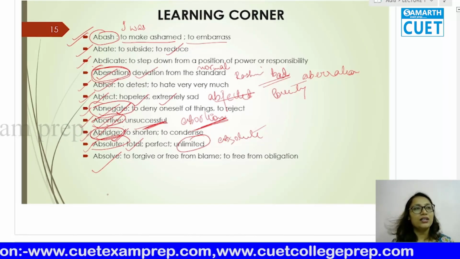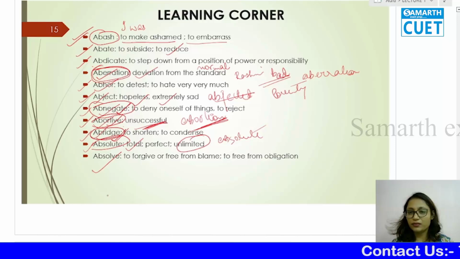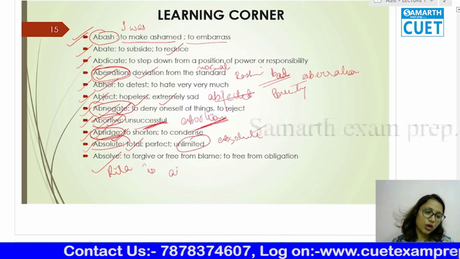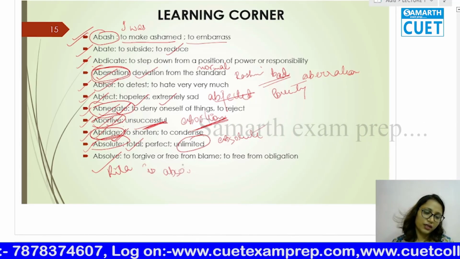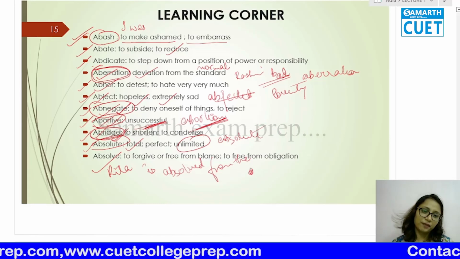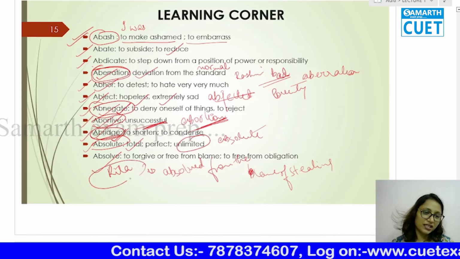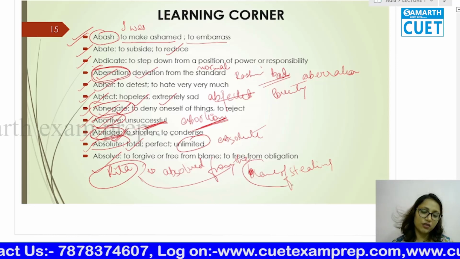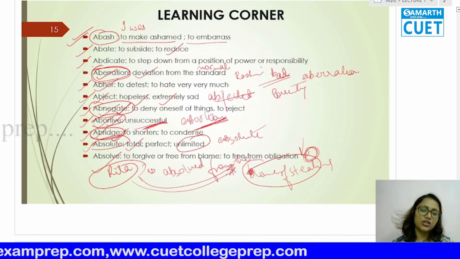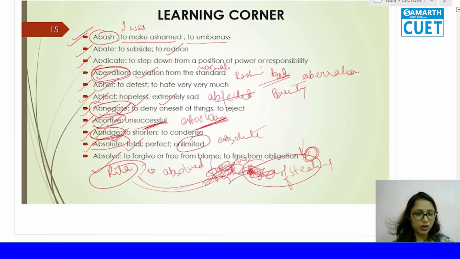Rita is absolved from the blame of stealing. Okay, so first Rita was told that she was blamed for stealing. That means everyone told Rita that you stole this thing. Now everyone absolved means now she is free from the blame. Now she is absolved, so we can just write this much also: Rita is absolved of stealing.